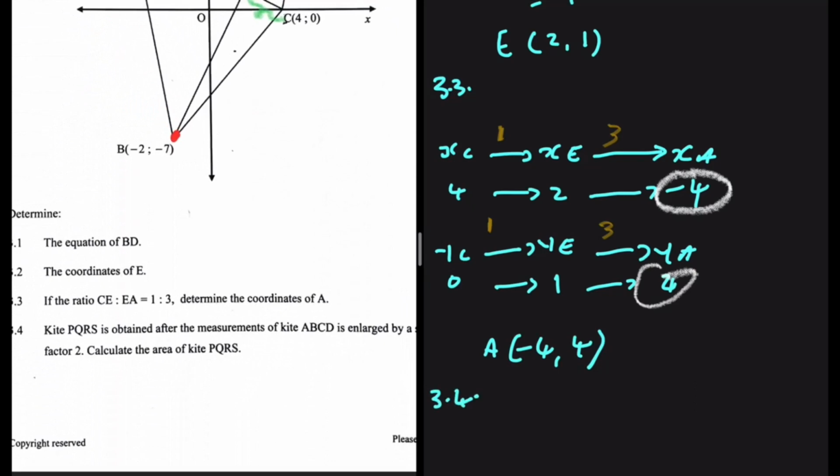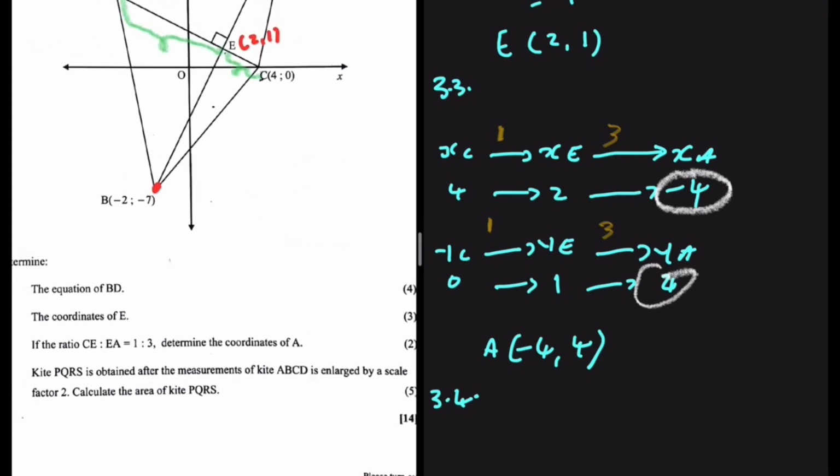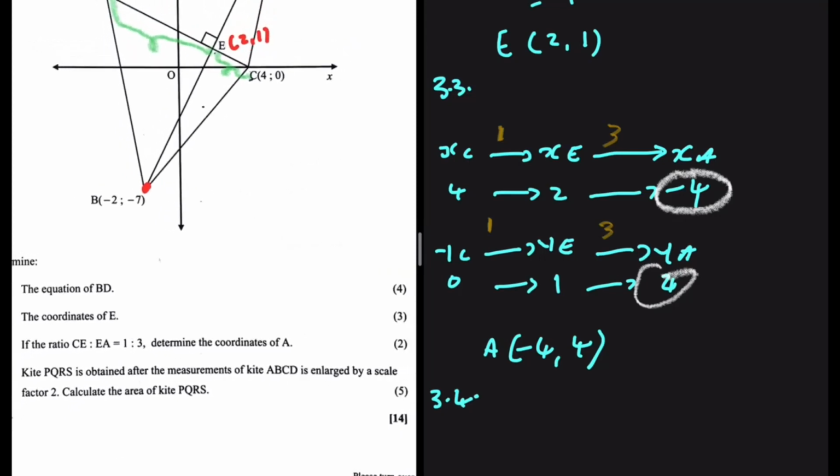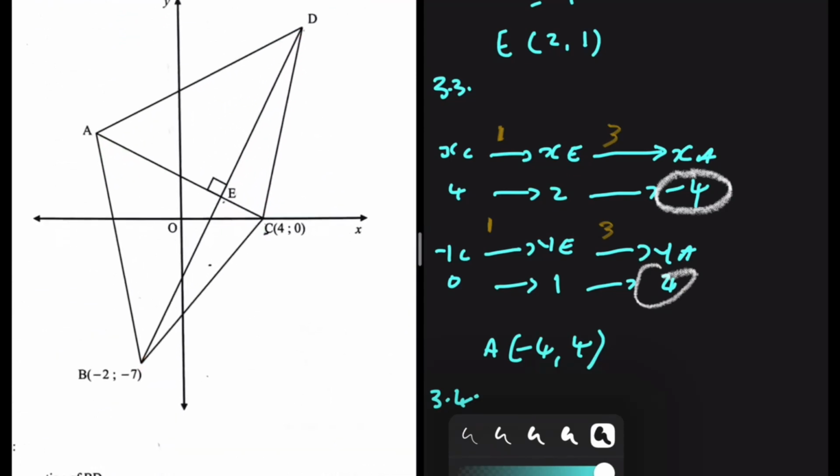3.4. Kite PQRS is obtained after the measurements of kite ABCD is enlarged by a scale factor 2. Calculate the area of kite PQRS. Right, let's calculate the area of kite ABCD first. And then we're going to multiply it by a factor of 2 to get the area of kite PQRS. So I'm going to erase all this.